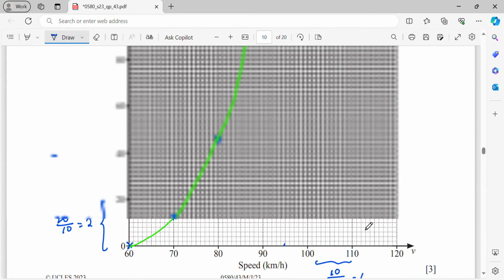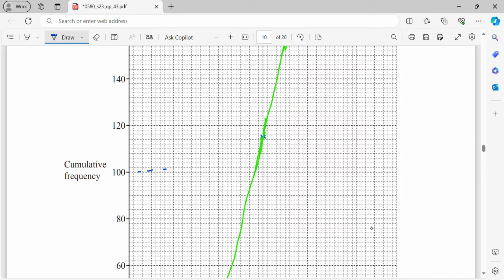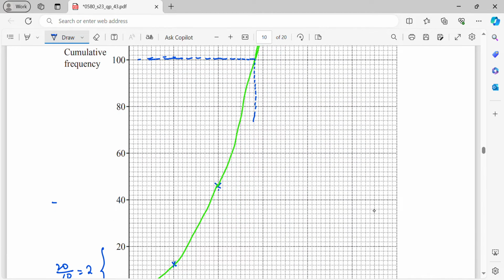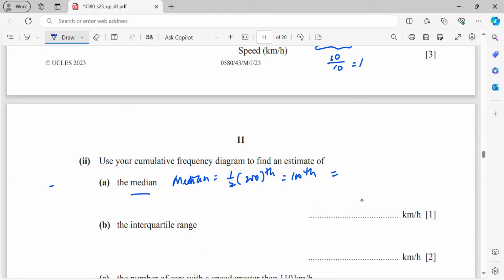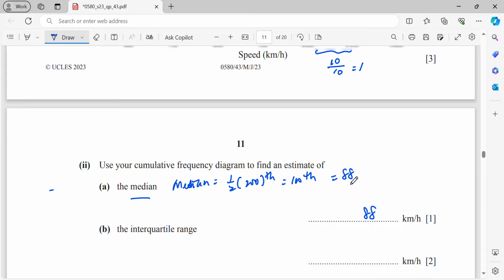So now you look at the graph. Whenever 100, which is here, then you just draw down and see what is the value. So based on my drawing, it is 88. Okay, that is my median. So this is the median.